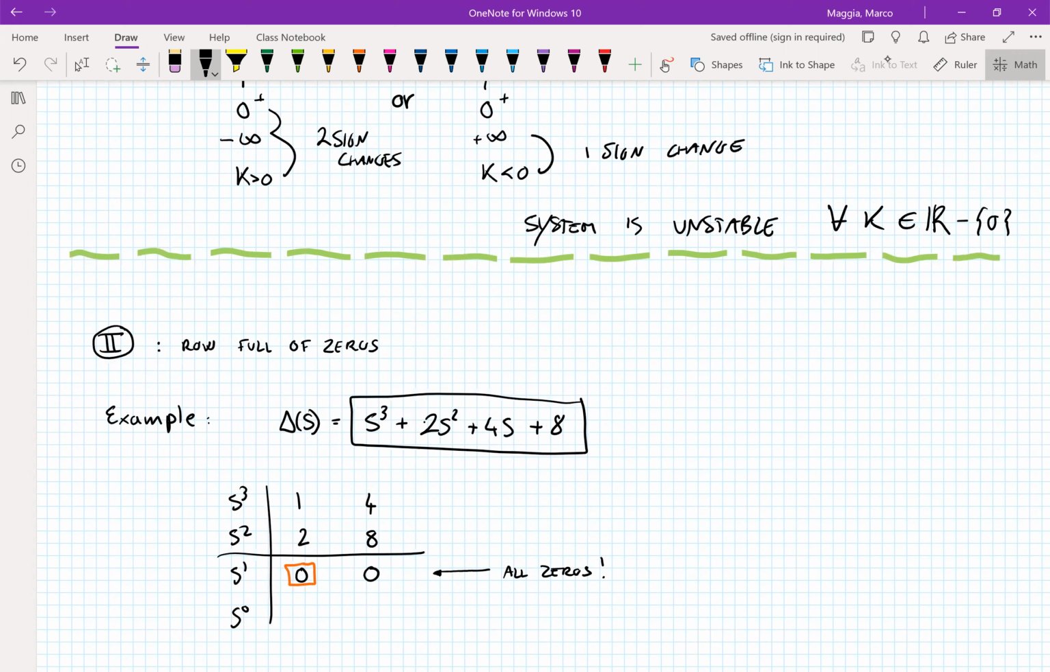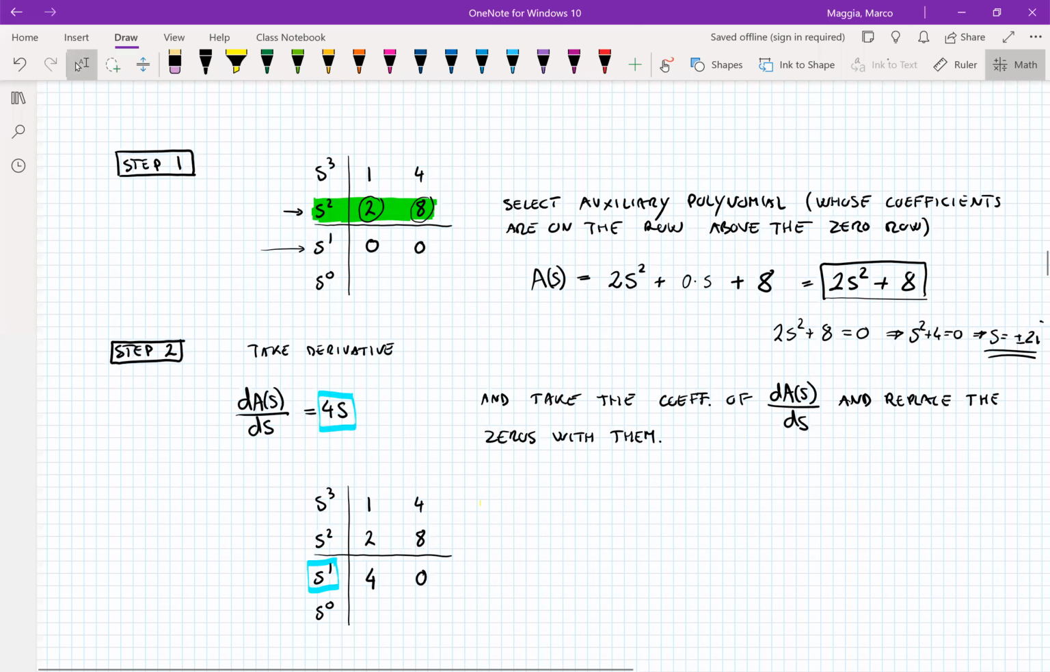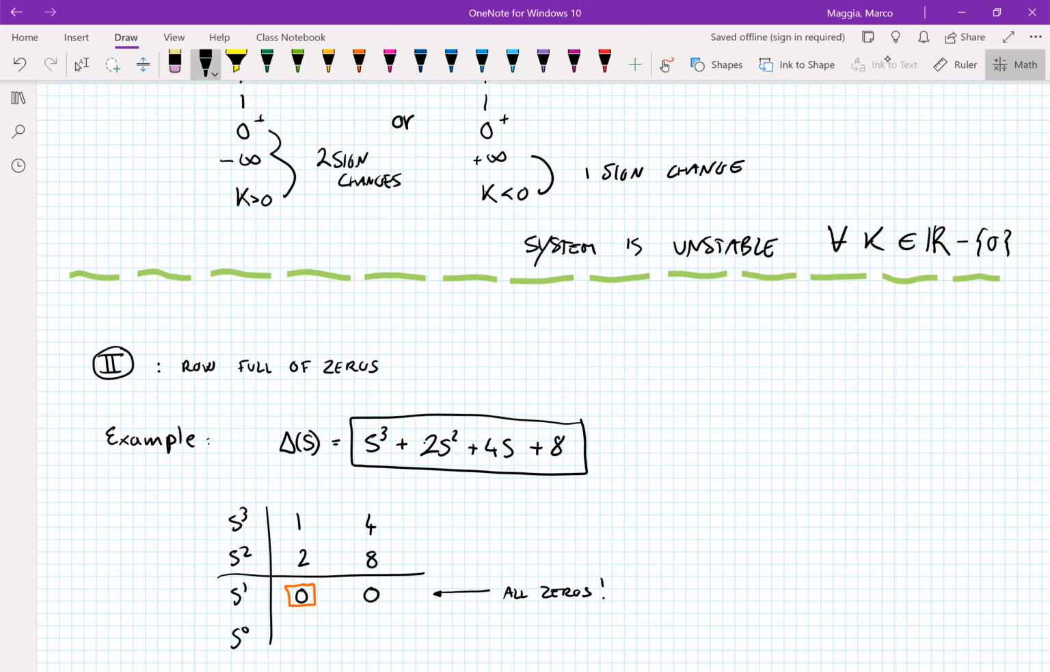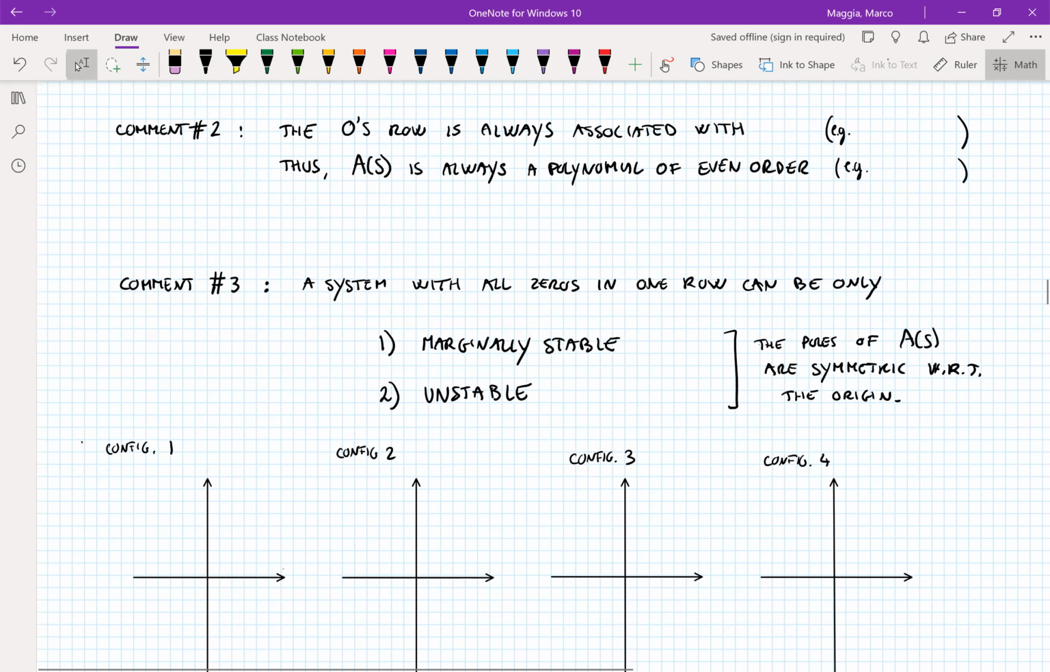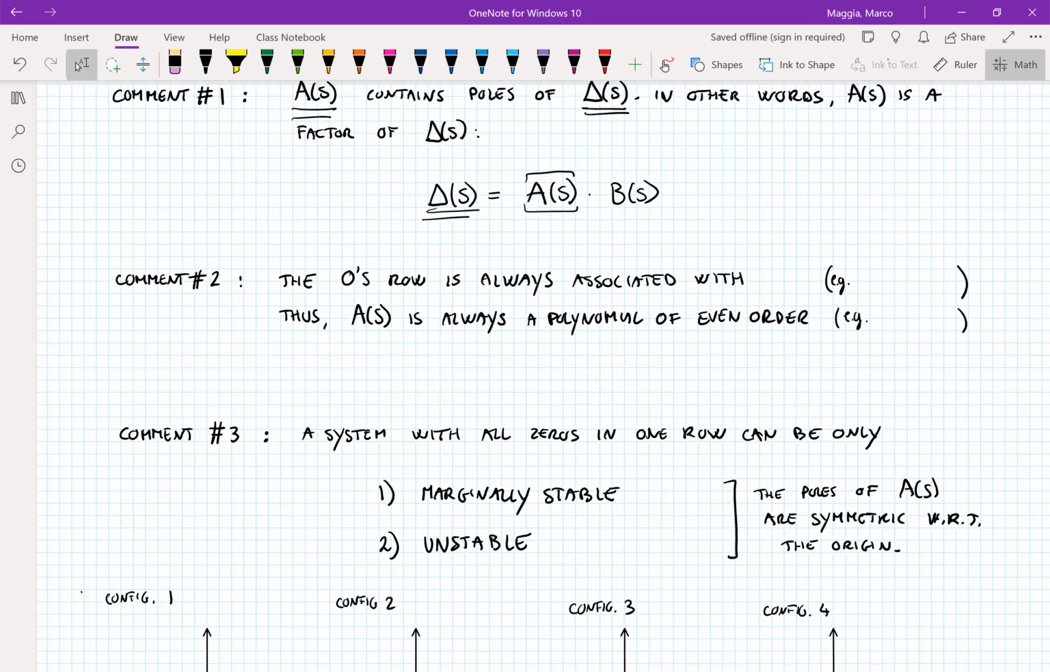So using this property, that is, the auxiliary polynomial contains poles or roots of the characteristic equation, we can find information about the system. Comment 2.